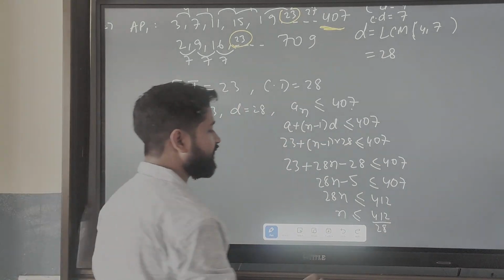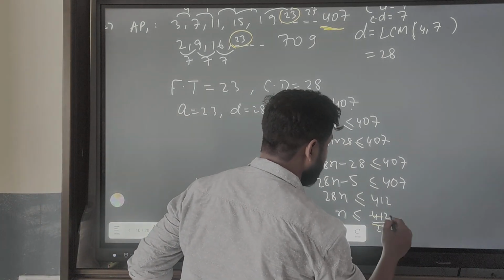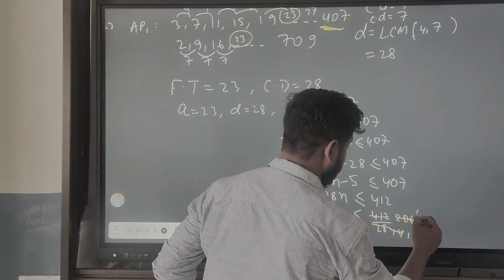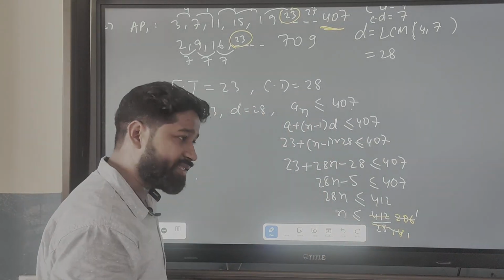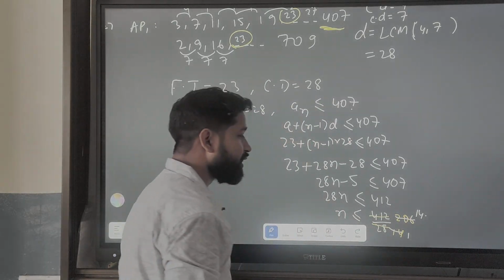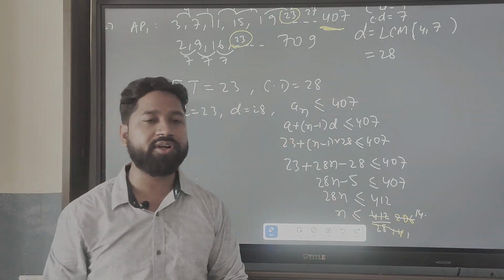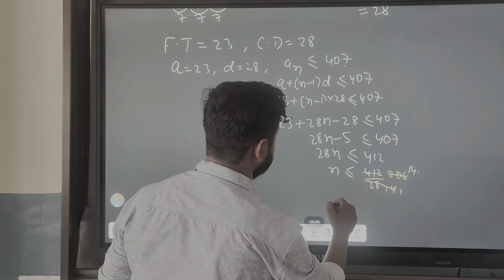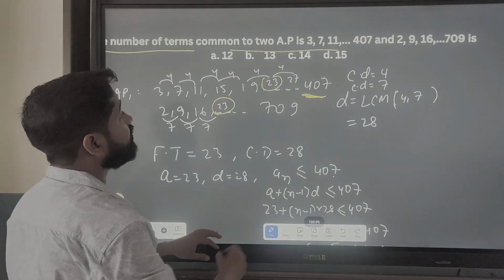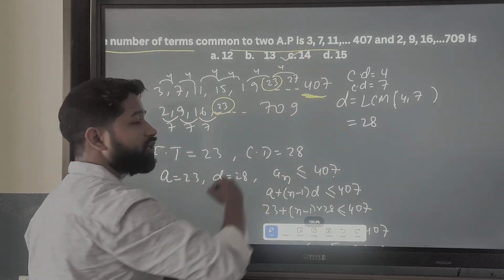If you divide it further, 14 twos are 28, 14 ones are 14. Remainder will be 6. 14, 6, 5 is 70, it will be 14 point something. So n should be less than or equal to 14 point something. What you'll say, sir, n is equal to 14, right? How many common terms are there, sir? 14 common terms are there.